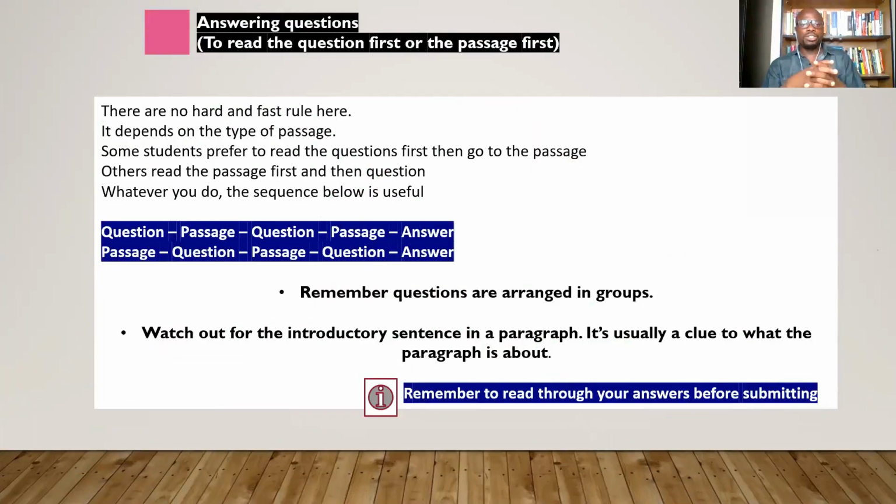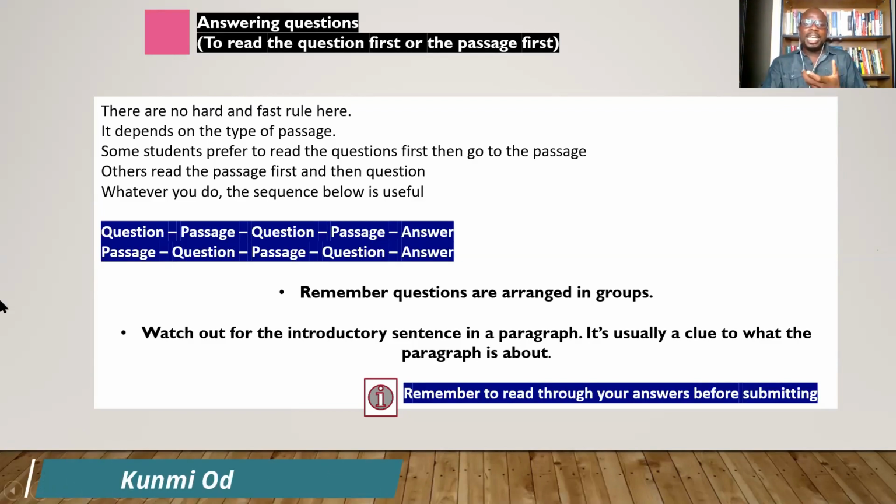Now, answering questions, there are no hard and fast rules. I hear people sometimes say that you need to read the passage before you go to the question. And some people will tell you that you need to read the question first before you go to the passage. There are no hard and fast rules, but because of the way the questions are presented, I would strongly suggest that you follow either of these sequences.